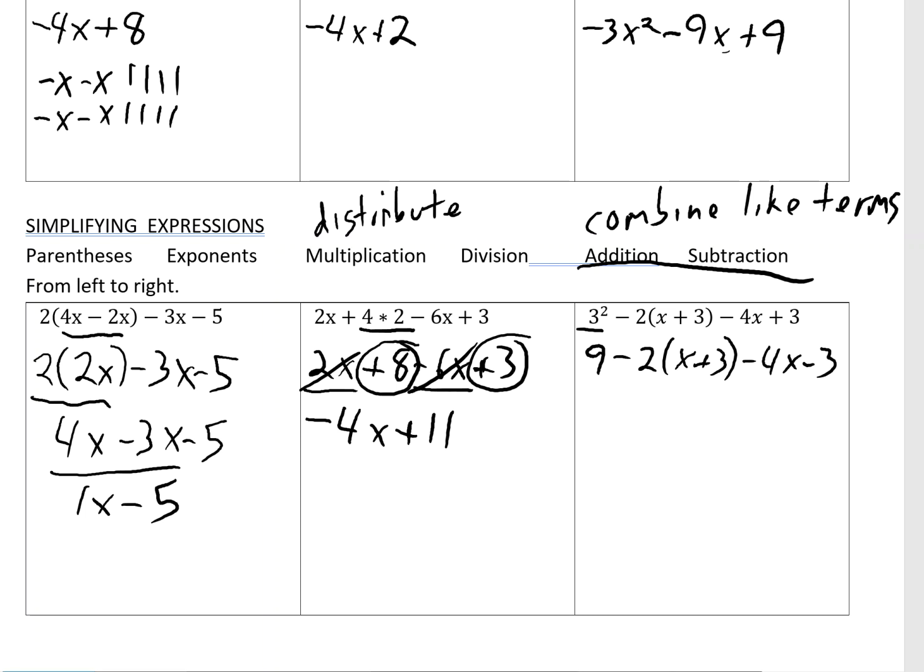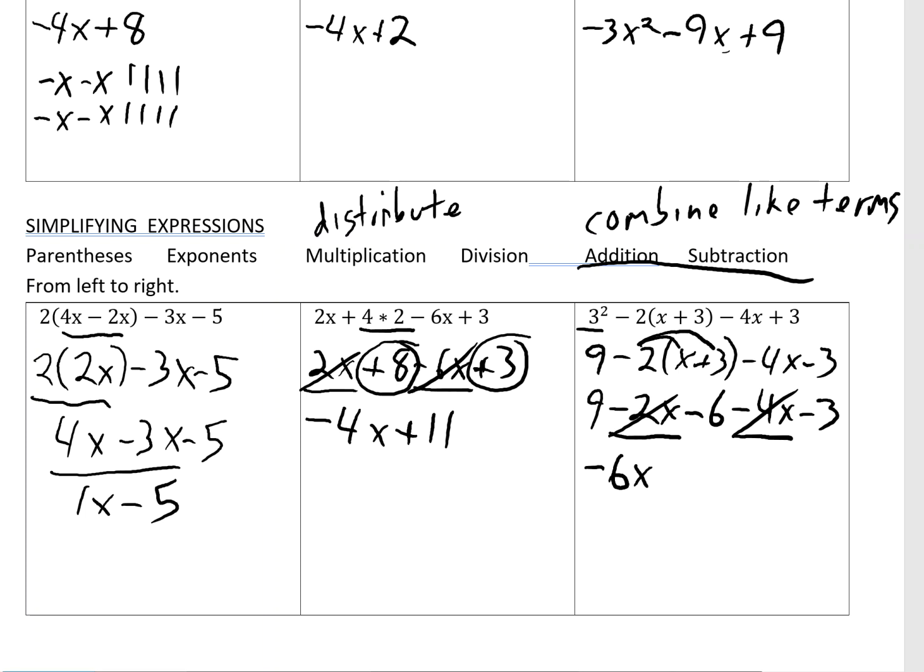And then we're going to do any multiply or divide. So this distributive is a multiply, like I just said. So then remember the negative goes with it. So -2 times x is -2x. -2 times 3 is -6. Then we're going to add or subtract, which is combine like terms. So I'm going to add my x's. -2 and -4. Signs are the same, so we add and keep the sign.